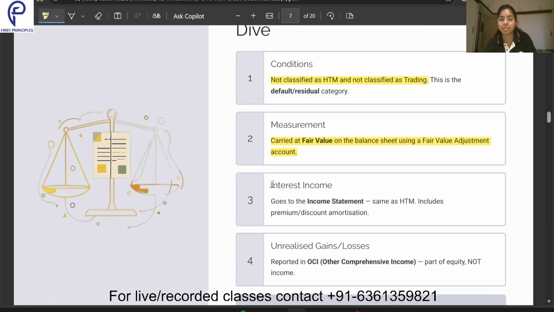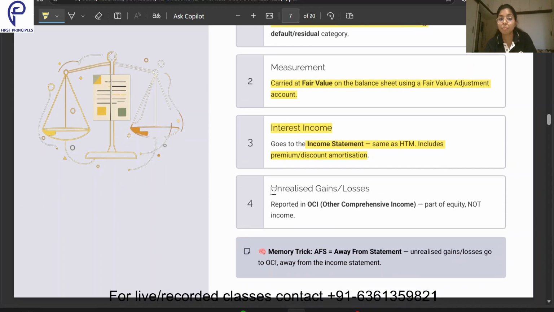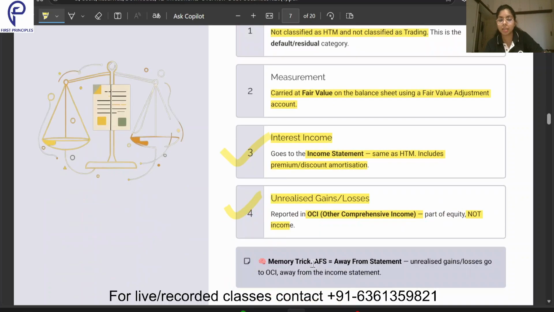Any interest income we receive will go under the income statement, and it should include the premium and discount amortization. But any unrealized gains and losses will go in OCI and will not go in income. Please remember this, guys, these two points are very, very important. Then what is the memory trick? AFS, away from statement. That means any unrealized gains and losses go to OCI, away from the income statement.